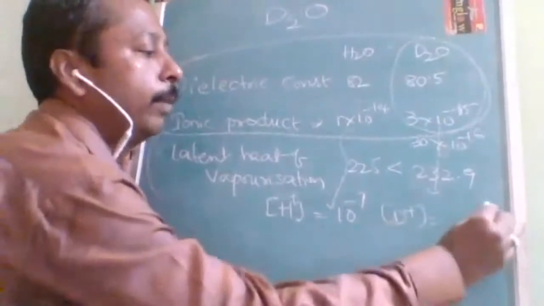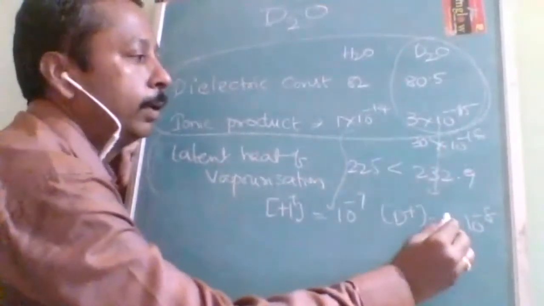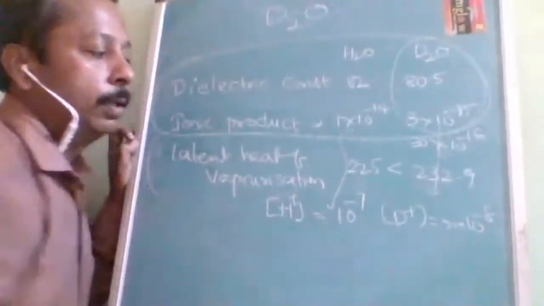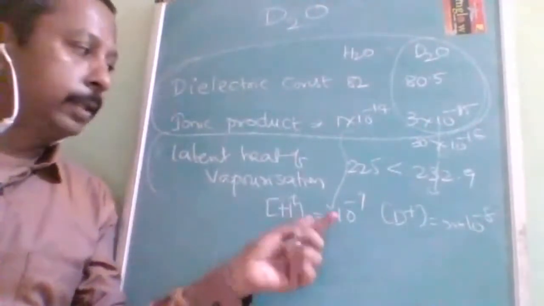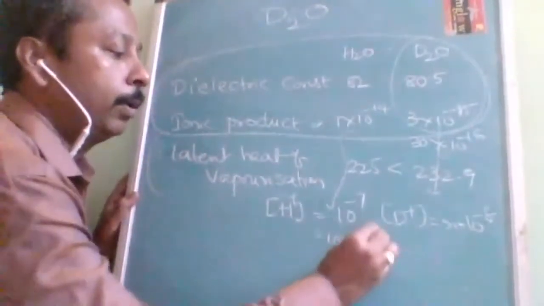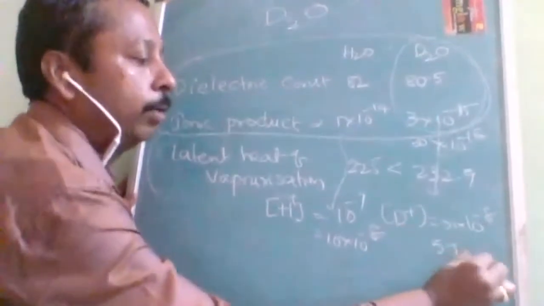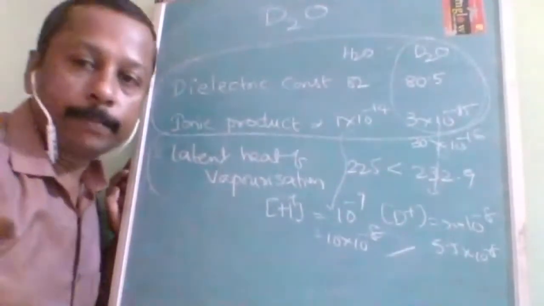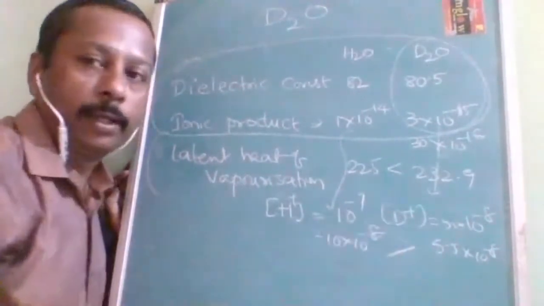10 to the power of minus 8, into the square root, which will be somewhere around 36. It is 5.5. So which is more here? Is the concentration of H plus more over here or not? This can be written as 10 into 10 to the power of minus 8, and here 5.5 into 10 to the power of minus 8. So here the concentration of H plus is more as compared to D plus from the deuterium.